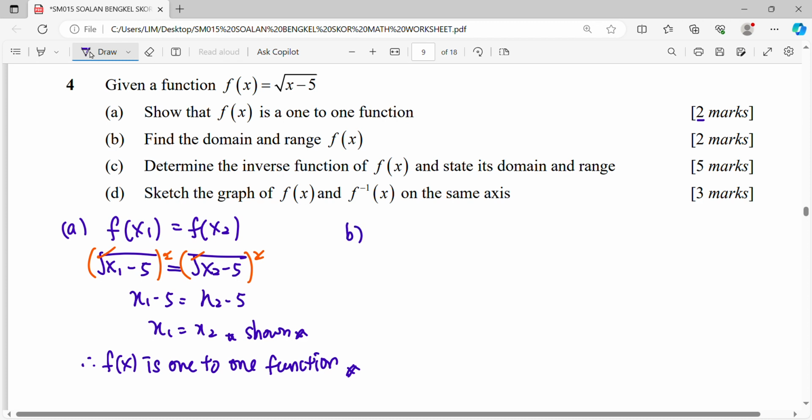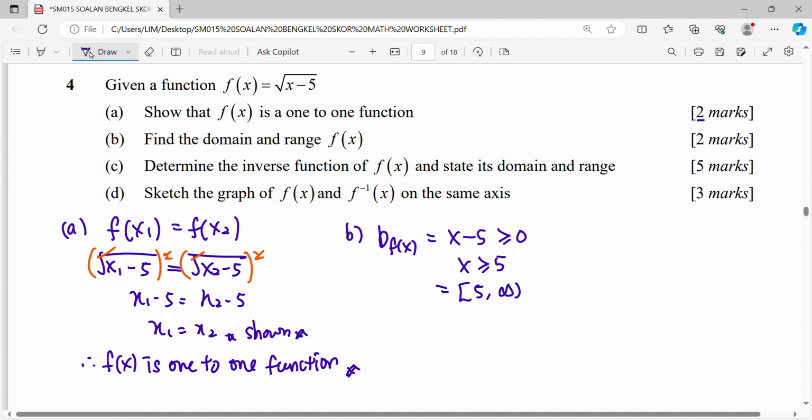So B, domain of the function. How to calculate the domain of the square root function? Under the square root, it can't be negative. If it's negative, it's a complex number, and you can't evaluate it. So under the square root, it must be greater than or equal to 0. So x is greater than or equal to 5, which is 5 to infinity.